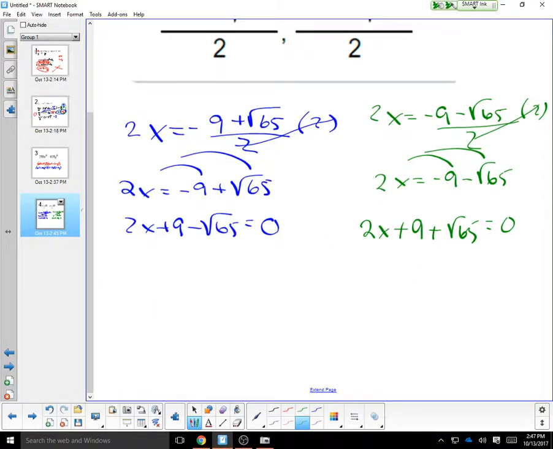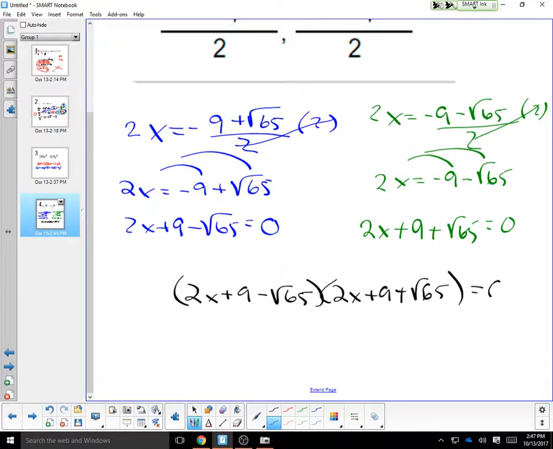That means, my friend, that 2x plus 9 minus the square root of 65 times 2x plus 9 plus the square root of 65 is the function. I just got to clean it up now. I got to FOIL it. Well, not FOIL it. Expand it. You ready? No.